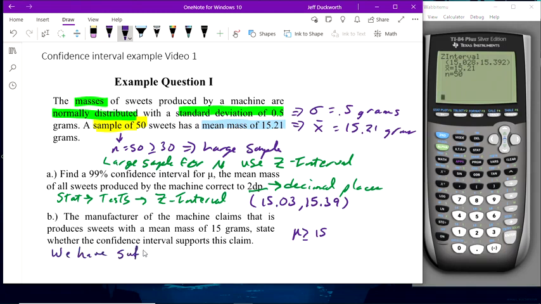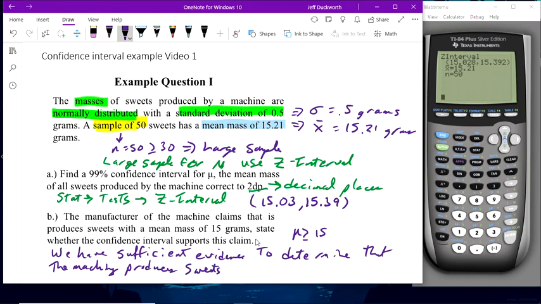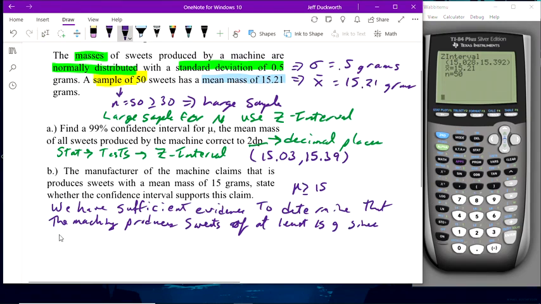So we have sufficient evidence to determine that the machine produces sweets of at least 15 grams since, let's scroll down a little bit, since the entire interval is above 15. So our interval goes from 15.03 to 15.39.